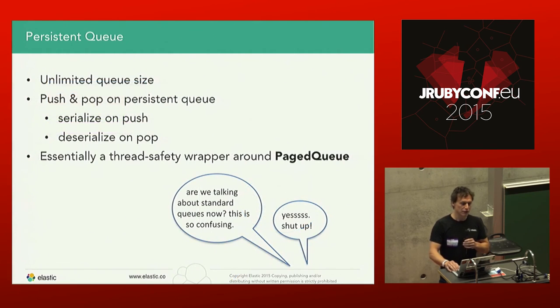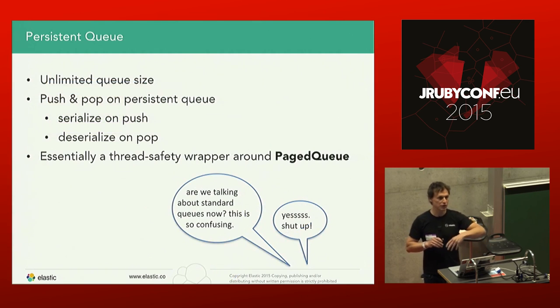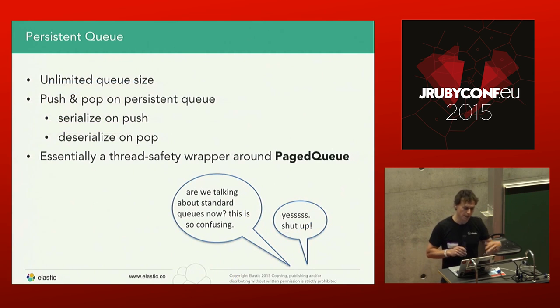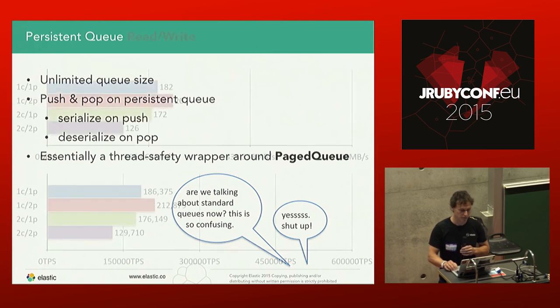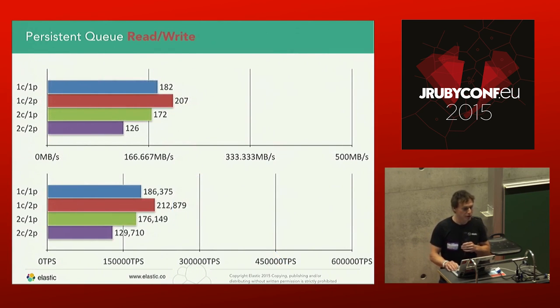Okay. For the persistent queue implementation, this is not a size queue. This is a standard queue that's going to grow indefinitely if the consumers are not catching up. And the push and the pop operations are persisted. We need to serialize on push, and we need to deserialize on pop. And this is essentially just a thin thread safety wrapper around the page queue implementation. OK, so for read and write, we can see that we get a little bit faster.